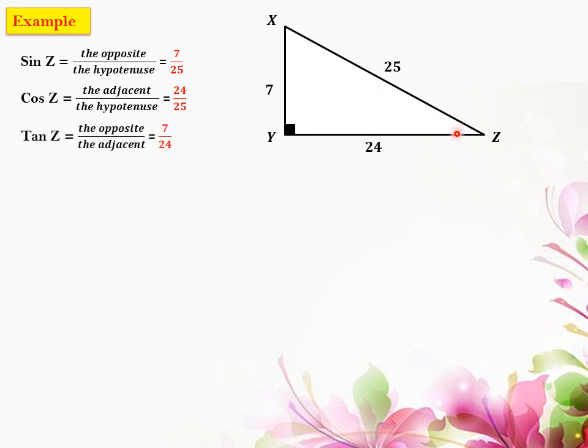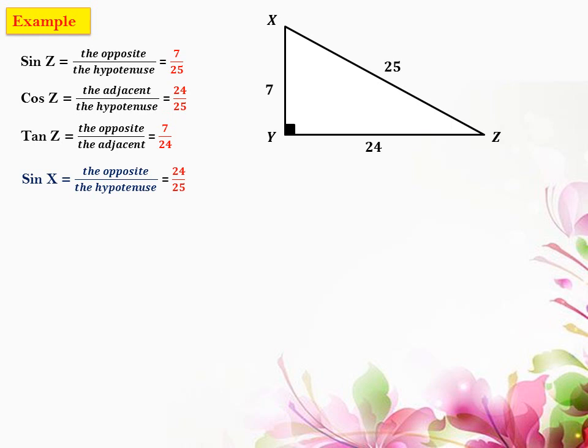Tan of Z equals the opposite over adjacent. The opposite of Z is XY, 7, over adjacent, equals 24. Then it will be 7 over 24.